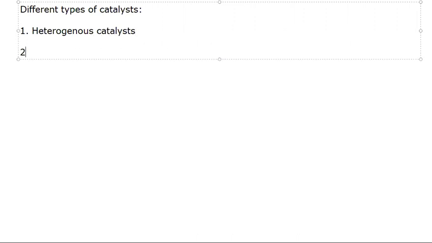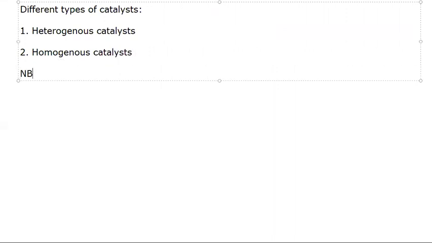So now we're going to examine the different types of catalysts. Basically, you've got type 1, which we will call here heterogeneous catalysts. And we'll also call type 2, which is homogeneous catalysts.